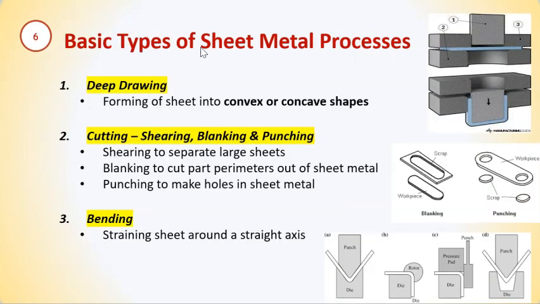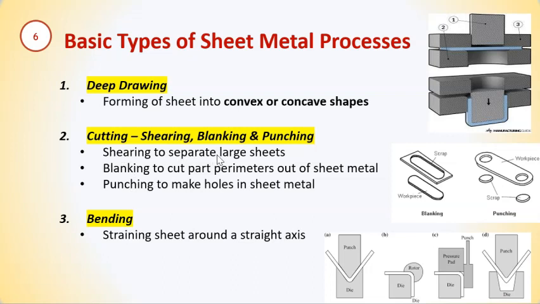Okay, basic types of sheet metal process. So we can see that we have deep drawing. Okay, so deep drawing is commonly used to make, for example, pots and pans. Okay, and it can produce a convex shape or concave shape. Okay, and also we look at cutting, in which we have shearing, blanking, and punching. So you need to differentiate, okay, these three definitions.